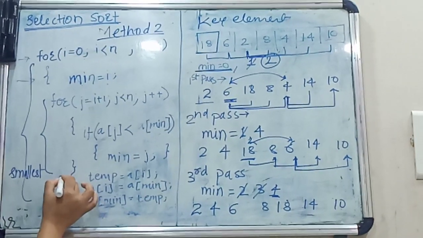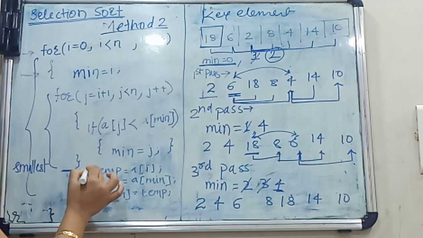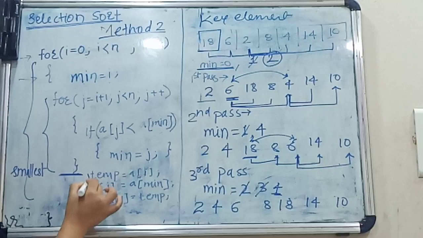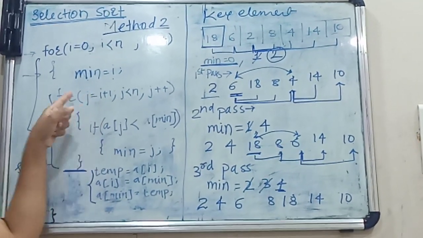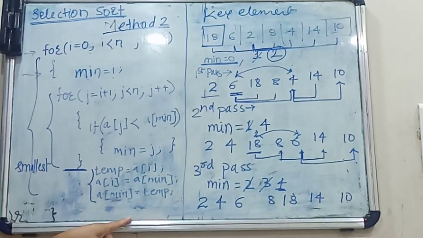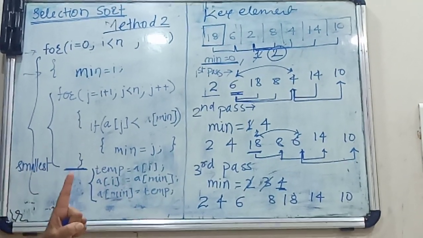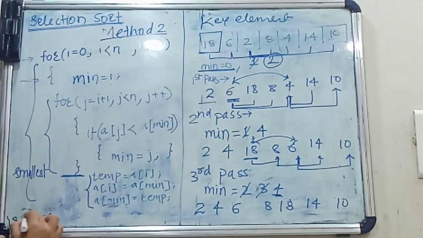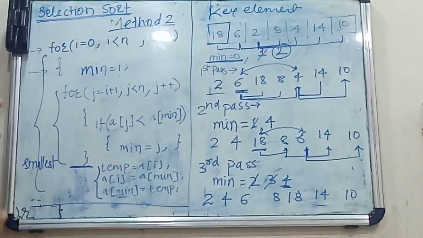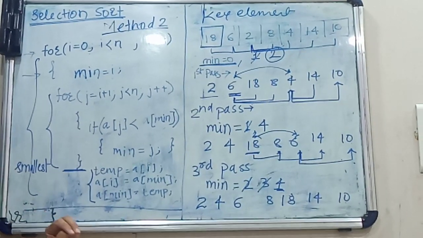So after executing the inner for loop, you are executing your swapping. So outside the inner for loop, swapping is done. So swapping is done only once for every pass. So this is the logic for selection sort method 2.